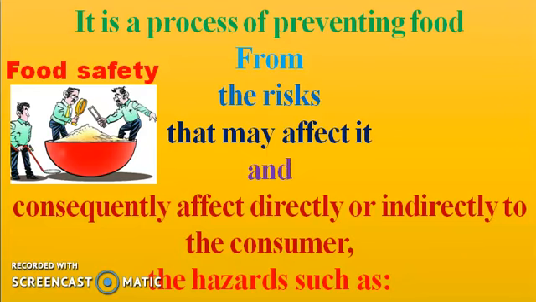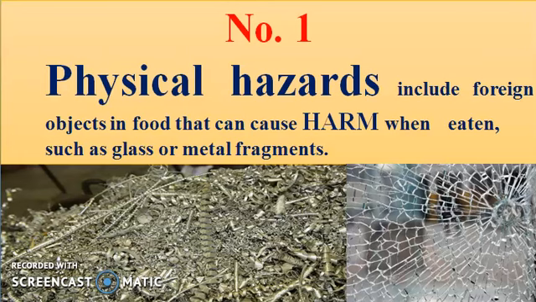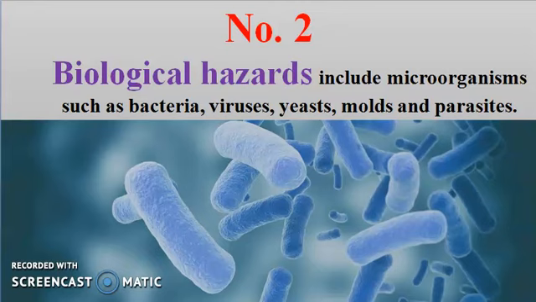Rather, it is our duty and responsibility to prevent food from various hazards that may harm the consumers. The various hazards are: number one, physical hazard, which includes foreign objects in food that can cause harm when eaten, such as glass or metal fragments. Second is biological hazards, which includes microorganisms such as bacteria, viruses, yeasts, molds, and parasites. These are the main culprits which are responsible for food poisoning.